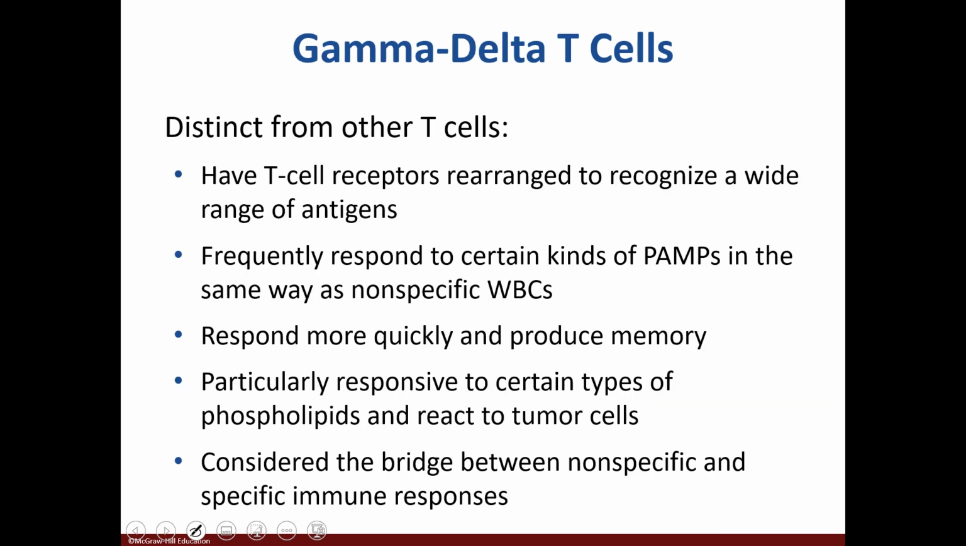Gamma delta cells have T cell receptors that can recognize a variety of antigens. They recognize PAMPs and respond rather quickly with memory. They can also react to tumor cells and are links between the first and second to the third line of defense.